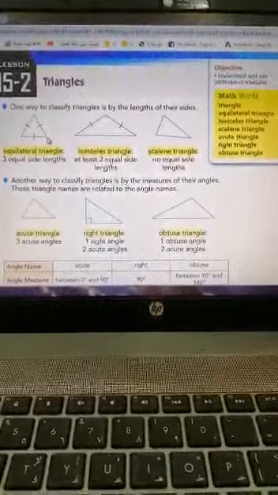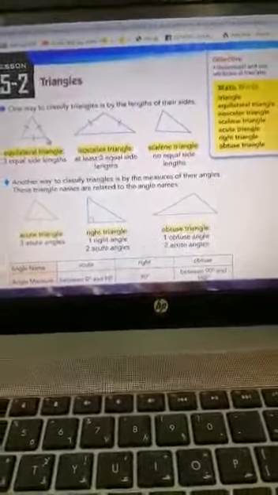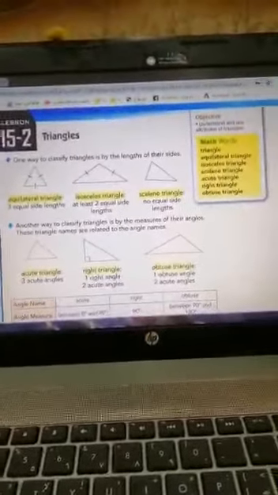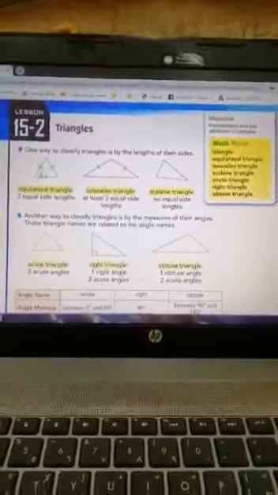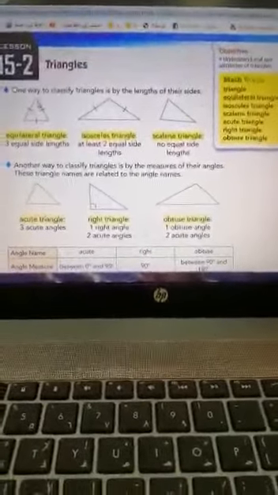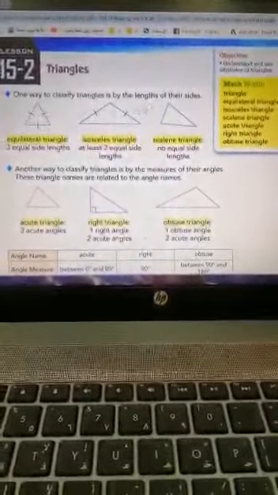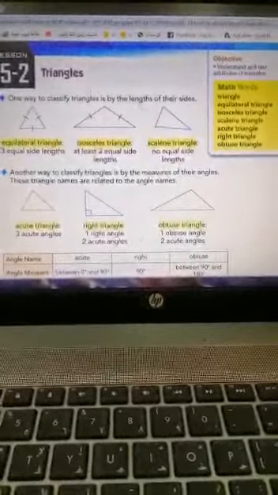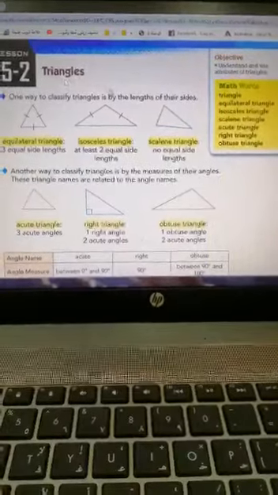Today we have a new lesson, lesson 2 from chapter 15, triangles. We know triangles as a polygon. It's a closed figure with three sides and three angles, okay? Now, look guys, before we start the lesson, we should know we can classify triangles in two ways.